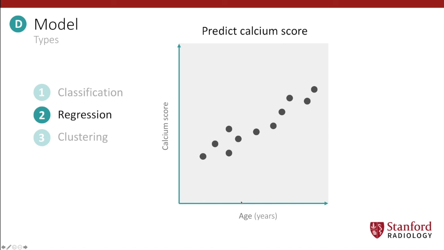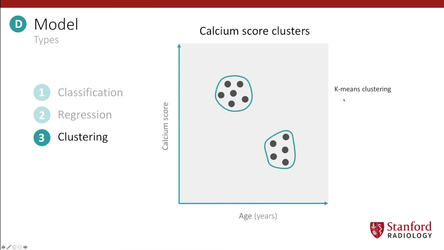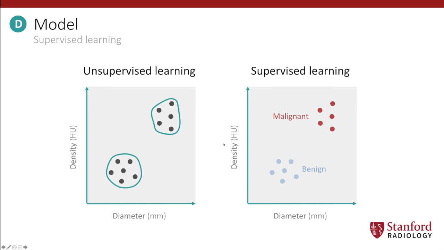Regression. We have here age and calcium score on the horizontal and the vertical axis. We can, for example, do a least squares regression, which is a very basic form of machine learning, in which you just do a linear regression, and then if you know the age of the patient, you can predict the calcium score just based on this simple linear regression. Clustering, an often used method is k-means clustering, so you have clusters of data and you determine which points belong to which cluster. Then there is unsupervised and supervised learning. In unsupervised learning, we don't know exactly what the clusters are. In supervised learning, we know, for example, that these are the malignant patients and these are the benign patients.